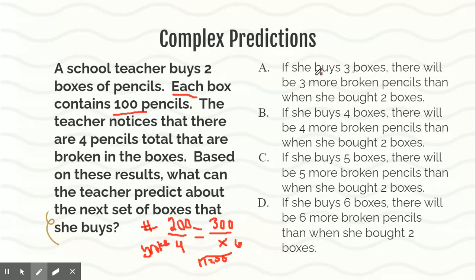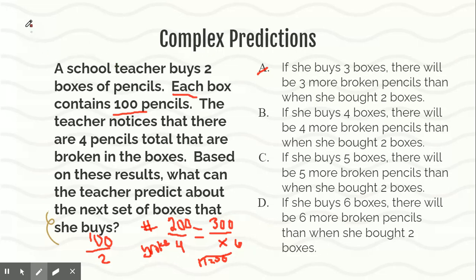Okay, she buys 3 boxes, there will be 3 more broken pencils than when she bought 2 boxes. So 2 boxes was 4 and 6. So 4 plus 3 would be 7. So that's not right. Okay, so if we notice our pattern, each box has 100 pencils, right? And since there were 4 broken pencils in 200, that means there would be 2 broken pencils in 100. Okay, so every box has 2 broken pencils.